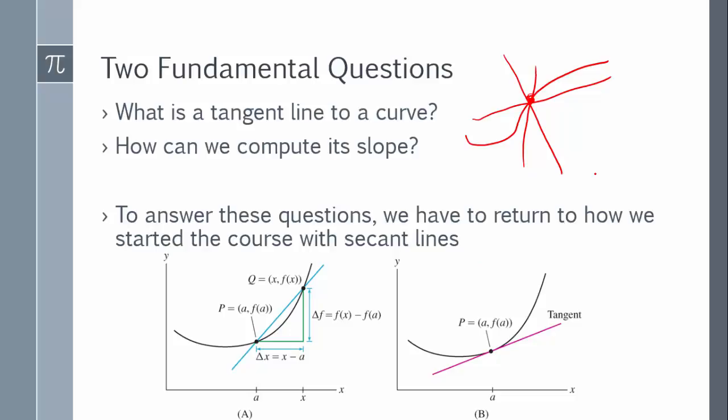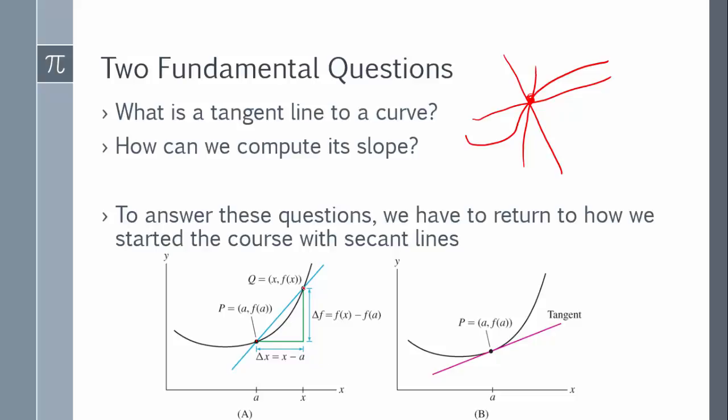So to answer that question, we've got to go back to basically how we started the course, and that is looking at these secant lines. Okay, so this is what I got from your book. So if you look at this first picture, you've got 2 points, point P and point Q. And we can get the slope of this blue line by just taking the rise, which is our f of x minus f of a, delta f, however you want to describe it, the change in the y coordinates, divided by the change in x coordinates, x minus a, and that would get you your slope.